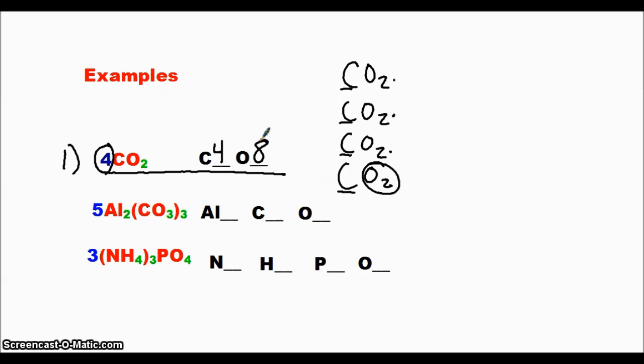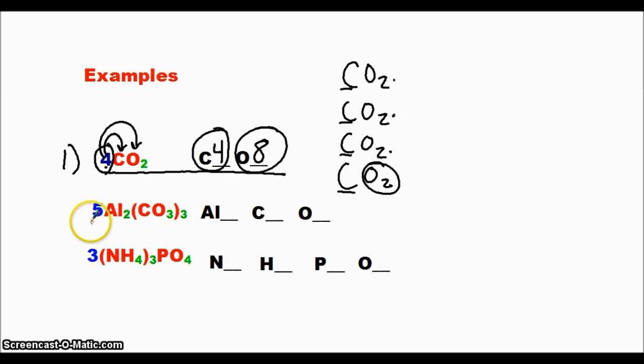So you could draw them out each time, like I did. But that's going to take a lot of time and a lot of paper to do that, especially if we look at the next one. So what I recommend you doing is just realizing, okay, this 4 in front means that I have 4 times of everything. So I have 4 times my 1 carbon, 4 times 1, 4. And then I have 4 times my O2. So that's 2 times 4, it gives me 8. Let's move on to the next one.